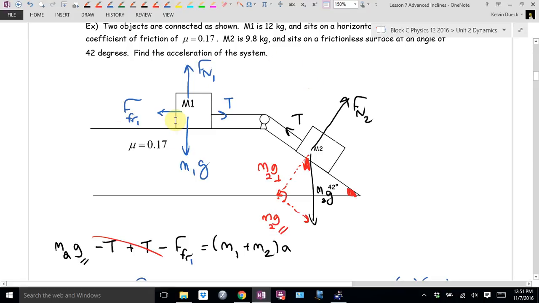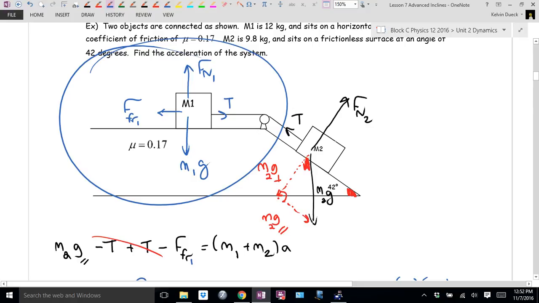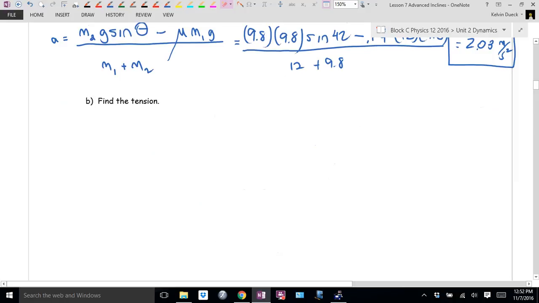Okay, looking at M1, which way is M1 accelerating? To the right, right? So who's winning? M2. Looking at M1, only at M1, because our strategy was we find acceleration looking at both masses, but to find tension, we go look at one mass. Tension, who's losing? Friction. So we're going to get this: tension minus friction force 1 equals M1A.